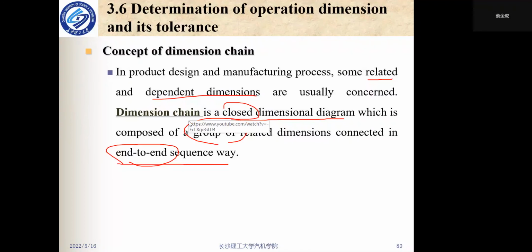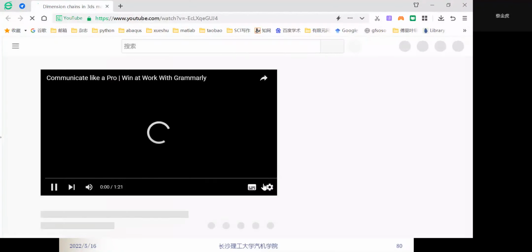This time we will see the dimension chains in a video because this is a very important concept.